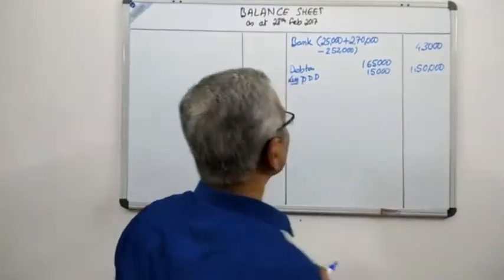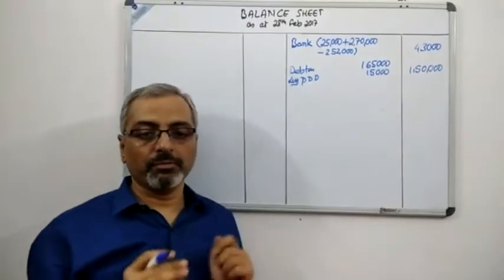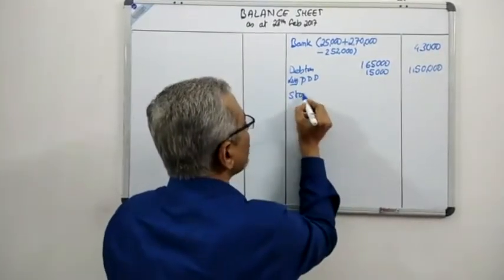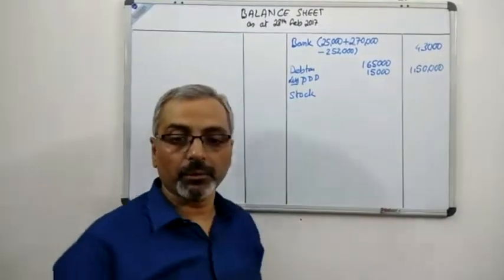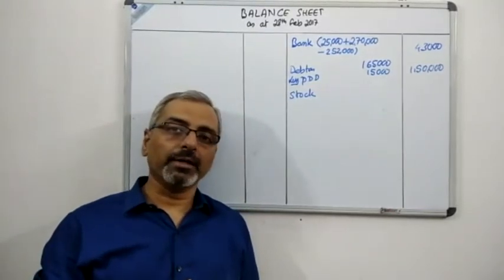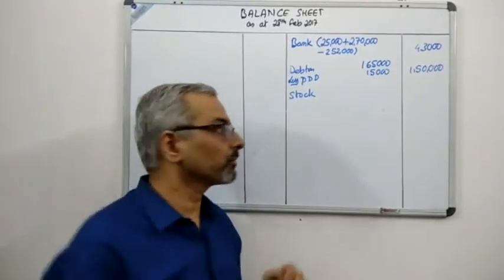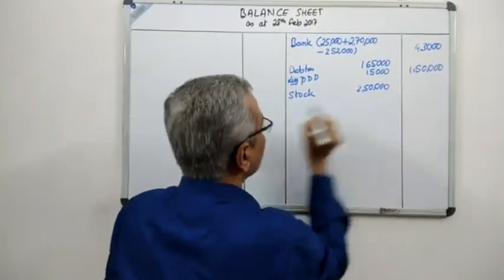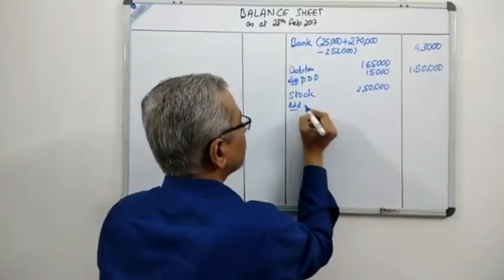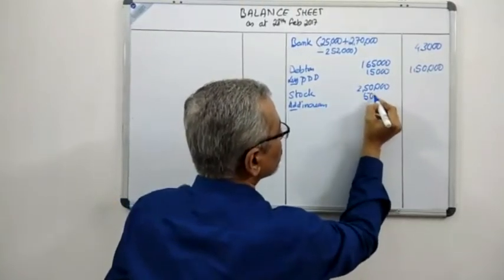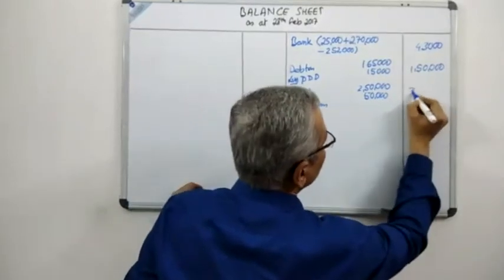After this, the next treatment we'll do over here, be very careful about the stock. Okay, stock. What is the value of stock given in the question? See very carefully. It is given as 2,50,000 and it has increased by 50,000. So stock 2,50,000. It is increased to 3 lakh. So add increase 50,000. So outer column 3 lakh.